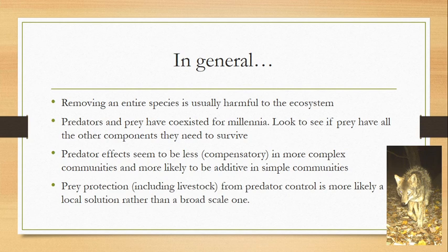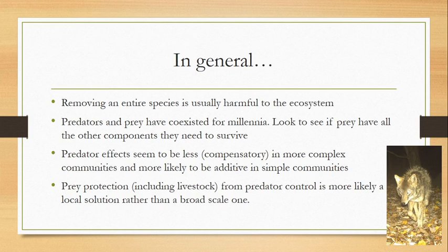And finally, protecting prey, including livestock, from predators is more likely a local solution rather than a broad scale one. So if I need to protect my cows, killing the predators in my backyard is usually going to be helpful. But if I want to protect my cows and I range all over the place and shoot every coyote that I ever see, or wolf or mountain lion or whatever the predator is, that's less likely to help out.